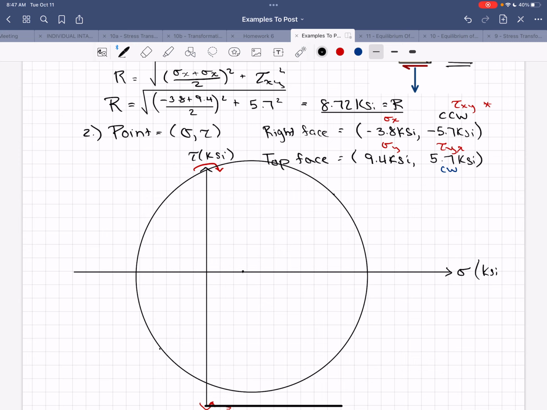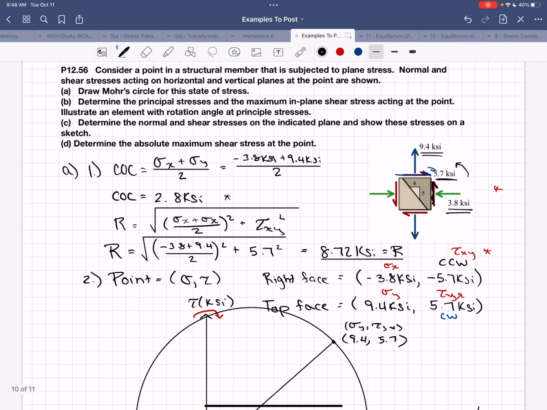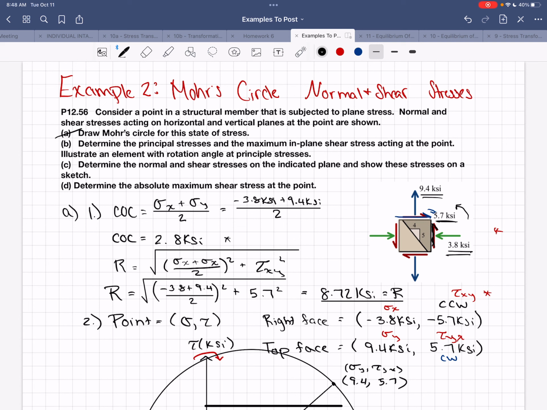Then we can draw a line between our 2 points. That's our plane. It should go approximately through the center. And then we can label our points. So this one up here is sigma y, tau yx. That's 9.4 and 5.7. And then down here, we have sigma x, tau xy, and that's negative 3.8 and negative 5.7. Okay, so that's our Mohr's circle for that state of stress. Bam! Part A is done.